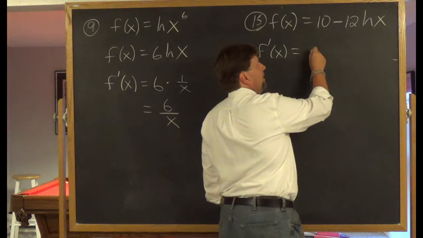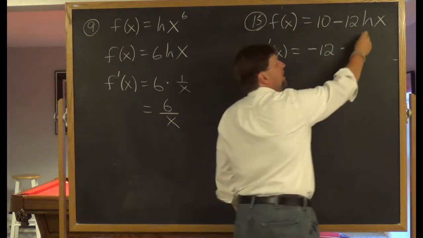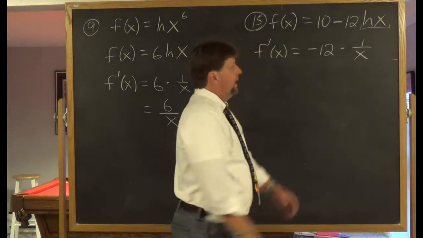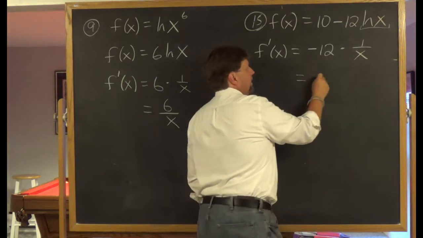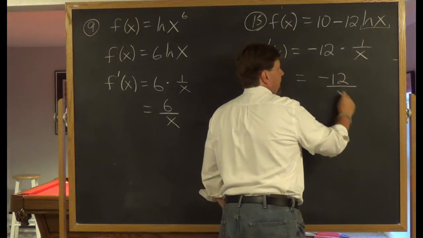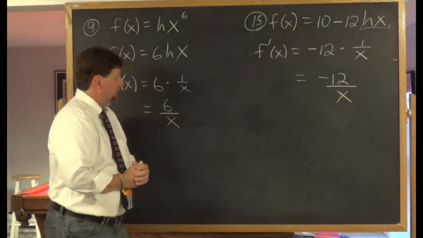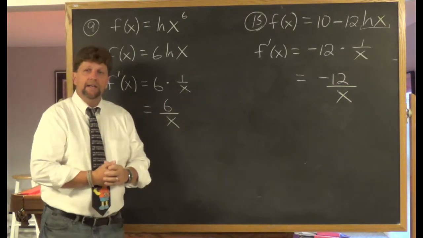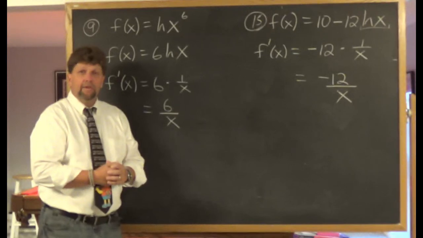So I just immediately get the derivative to be negative 12 times, well, the derivative of ln x is 1 over x. And then, just like in number 9, I'd multiply those two together to get negative 12 over x as being the derivative for 15. So I hope you got the derivative for number 9 is 6 over x, and for 15, I hope you got the derivative to be negative 12 over x.